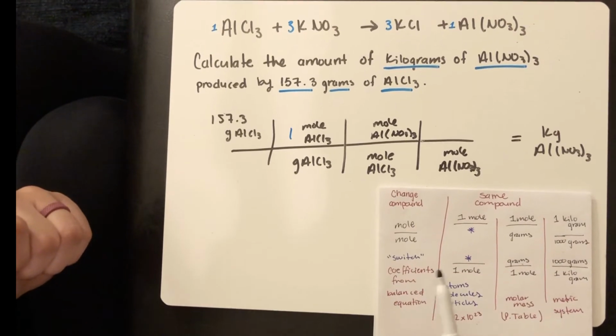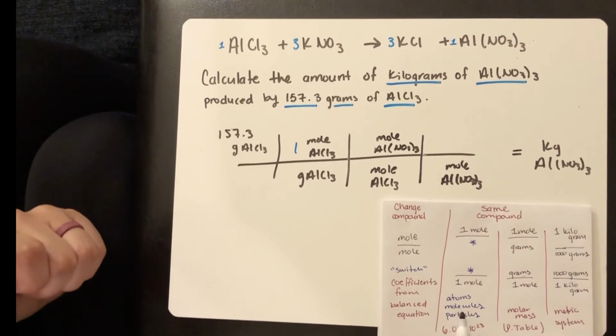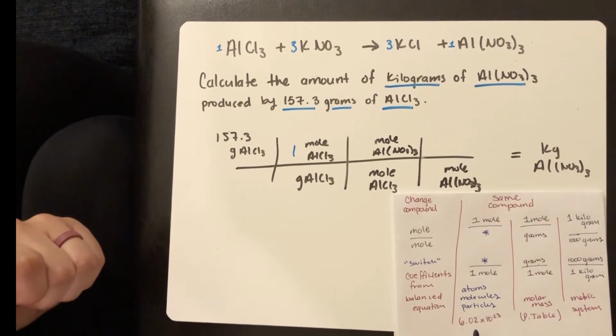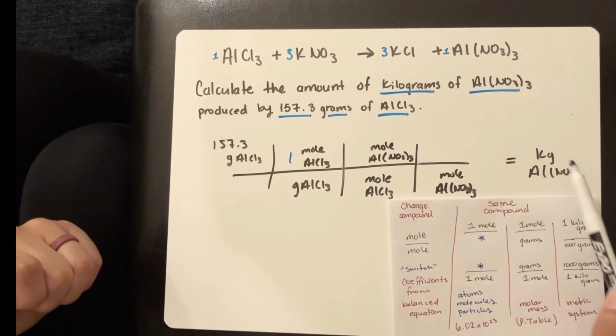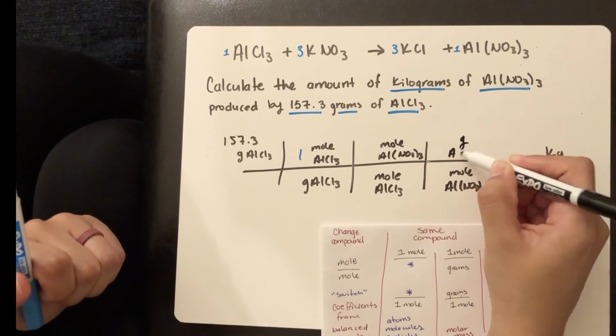And at this point, we don't need to make a switch because our compound already matches. And we are not being asked for atoms, we're not being asked for molecules or particles, so we're not going to use any of those. We're going to use grams because eventually we want to get to the kilogram. So we're going to do gram of aluminum nitrate.